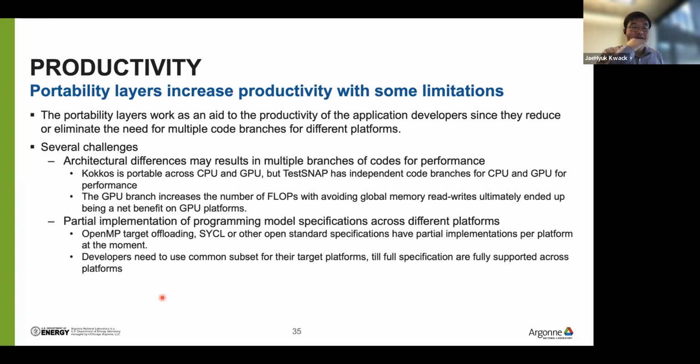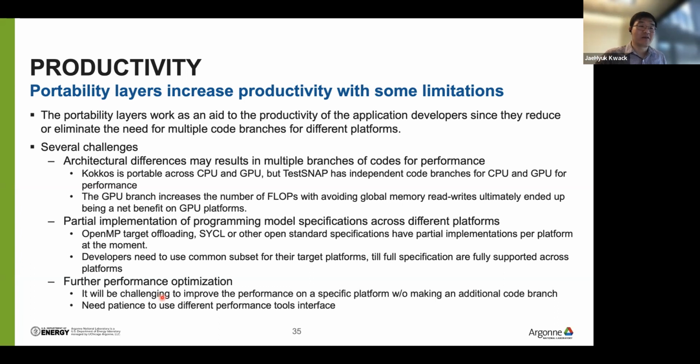The other thing is partially implemented programming model specifications across the different platforms. The OpenMP target offloading model and SYCL specifications are open standards, but it does not mean all specifications are implemented at the same time by all the compilers. Because of that, developers need to understand what common set is supported by multiple compilers or implementations, and in order to keep their portability, they have to use that common set instead of specifications in the corner cases. We think this is a temporary issue, since compiler implementers quickly increased the coverage of the specification, but that is what we have now. So developers need to understand the situation.